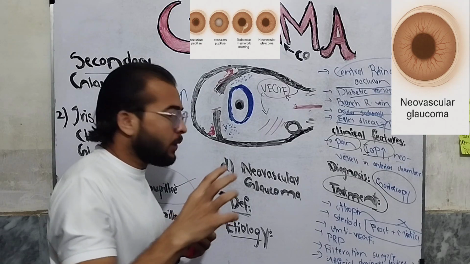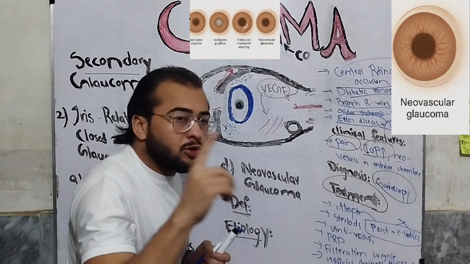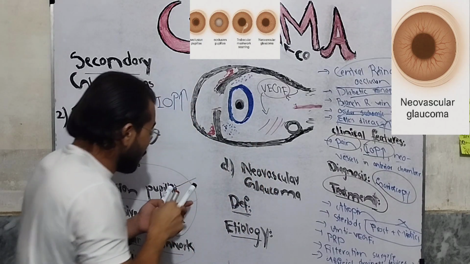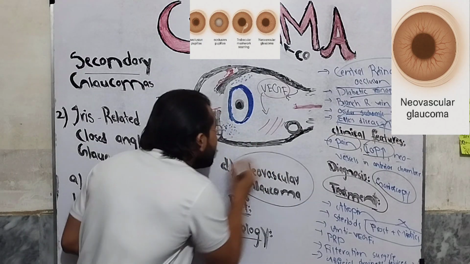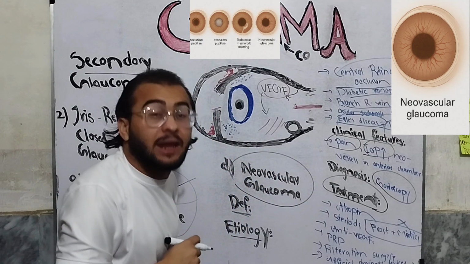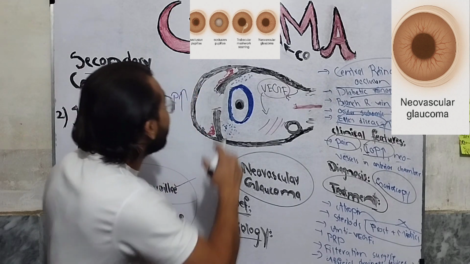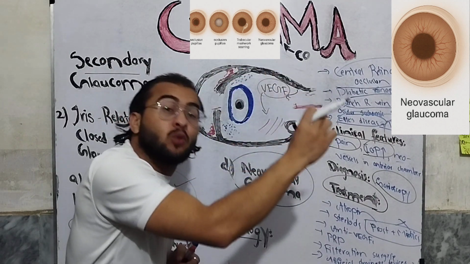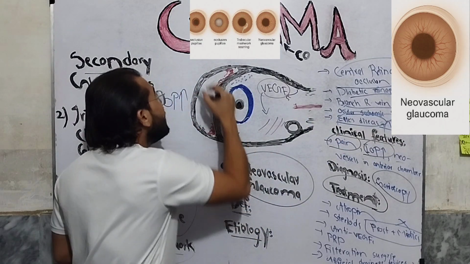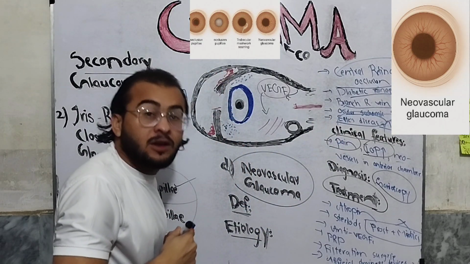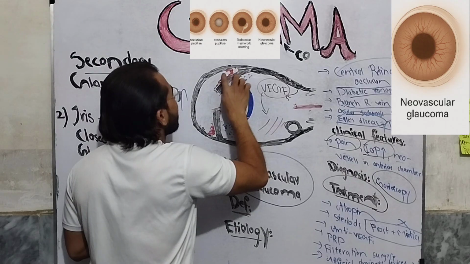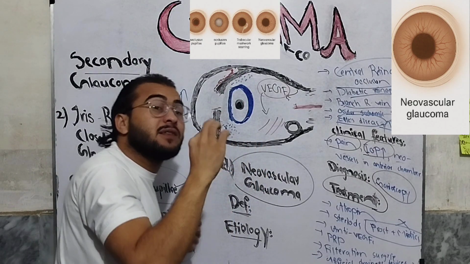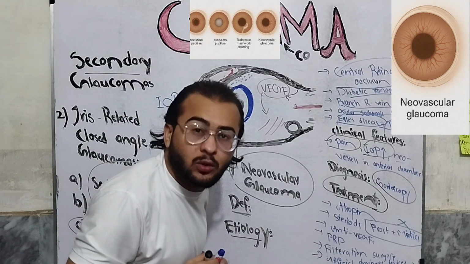Remember, before moving to the treatment, you should remember one thing: neovascular glaucoma is first of all an open angle secondary glaucoma. It will only come in front of the trabecular meshwork and elevate the intraocular pressure. So the angle is not closed yet. The angle is not closed. Only there is the new vessel in front of the trabecular meshwork.